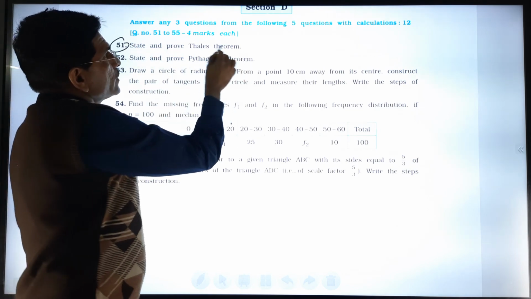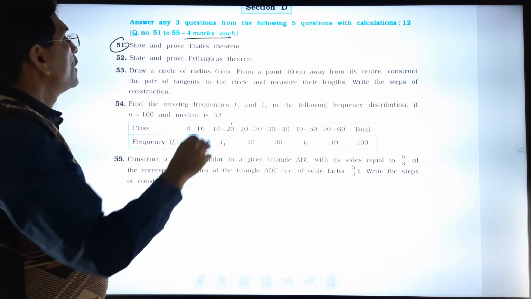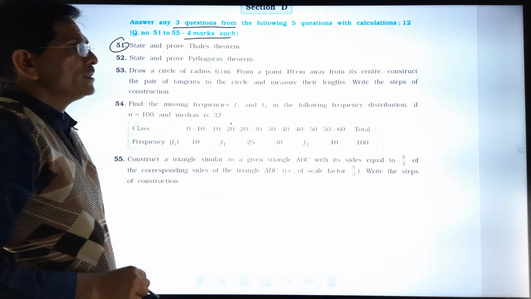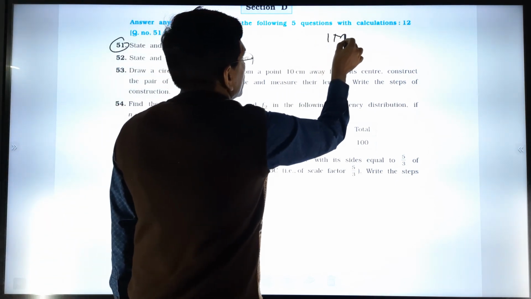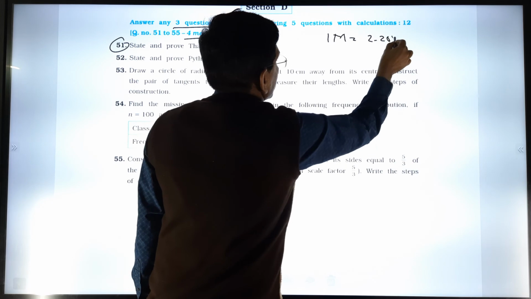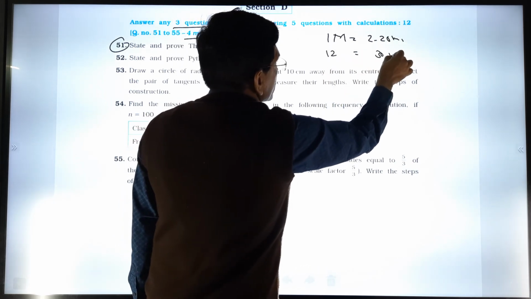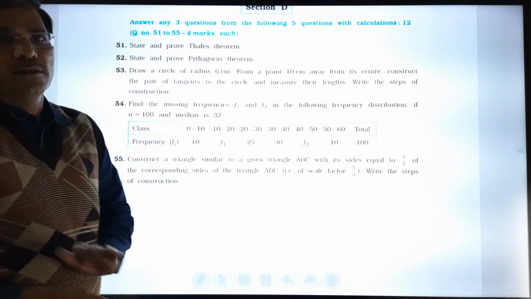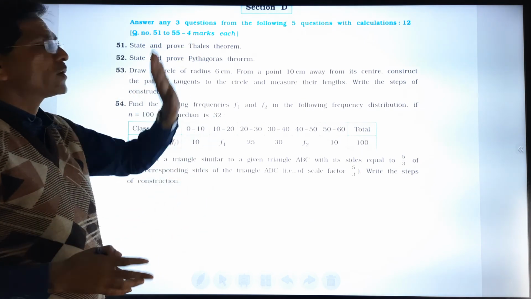Question 51 again carries 4 marks each. We have to attend any 3, so 12 marks. At 2.25 minutes per mark... for 12 marks that is 30 minutes. You should not take more than 30 minutes in this section. So in 30 minutes you have to attend any 3 questions.